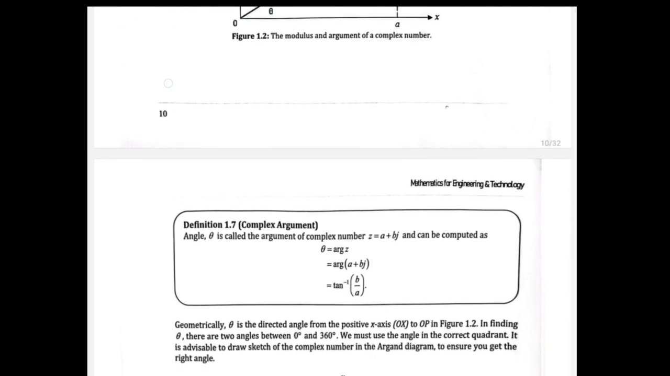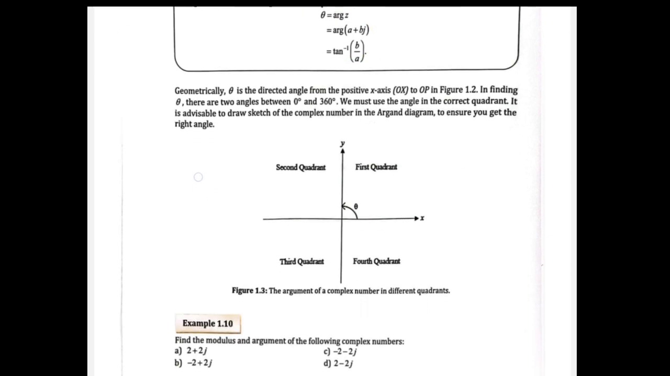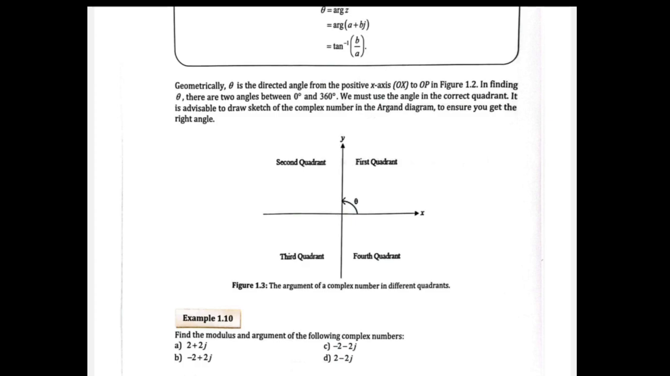Next, the argument of a complex number. The argument, denoted as theta, is the angle between the positive x-axis and the line joining the origin to the point representing z. This angle tells us the direction of the complex number, but remember, we must identify which quadrant the point lies in, because the arctan only gives the acute angle.